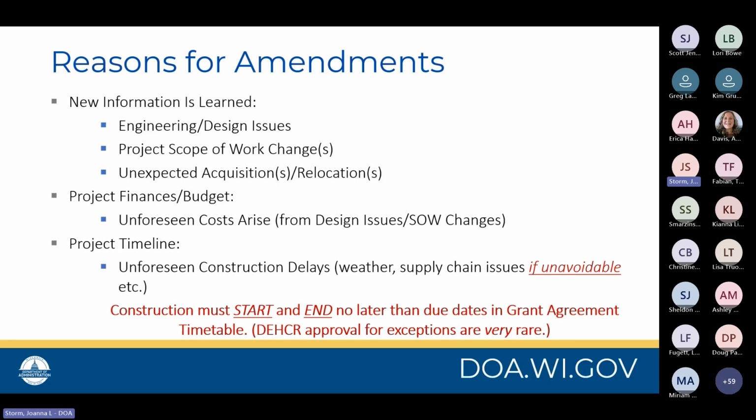There may be project scope of work changes due to finding unexpected items. And you may realize that you have maybe unexpected acquisitions or relocations necessary to complete your project. Many times we'll also encounter issues with the project finances or budgets. Often these are related to unforeseen costs that have risen, potentially from design issues or scope of work changes.